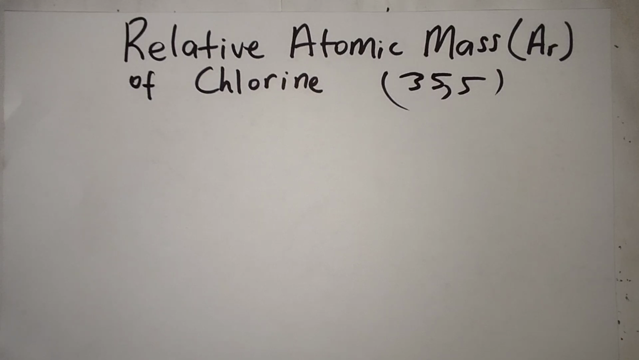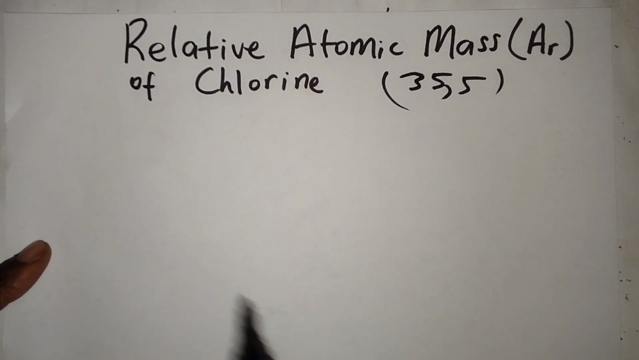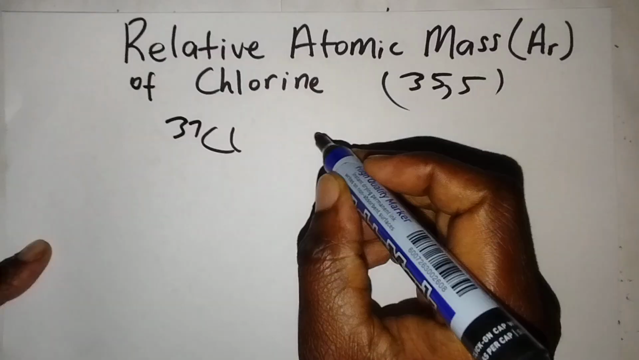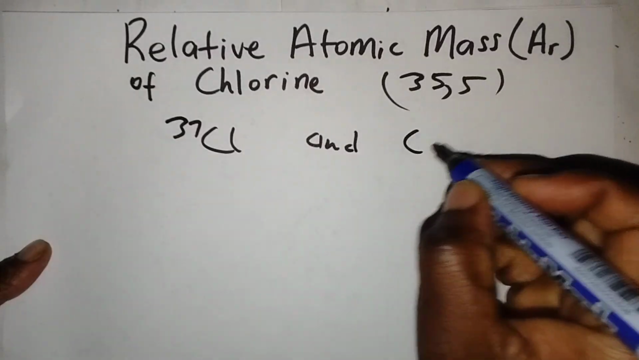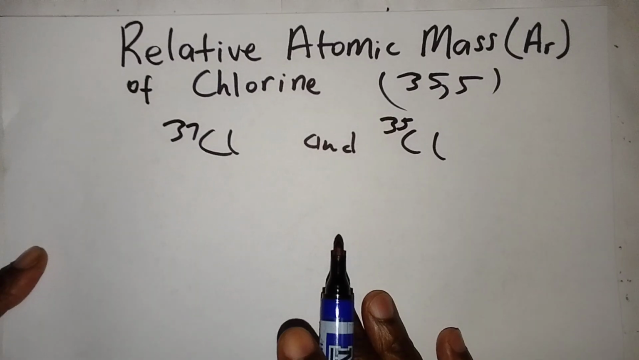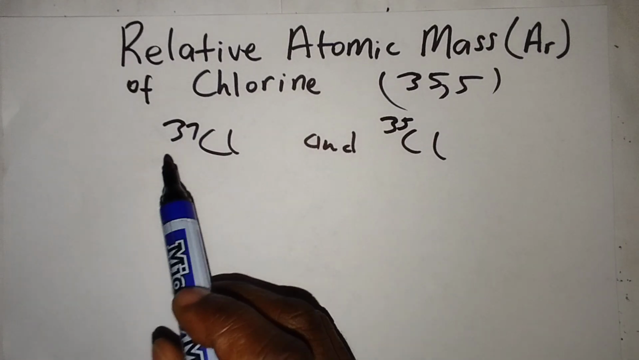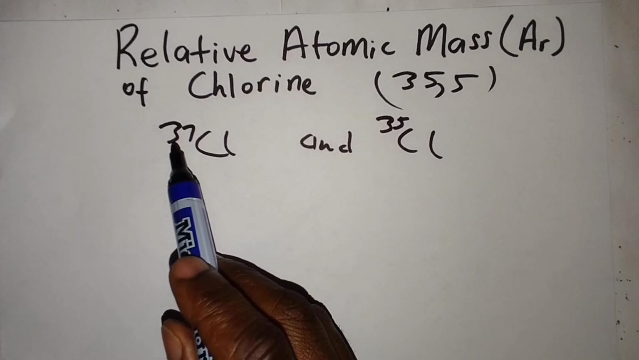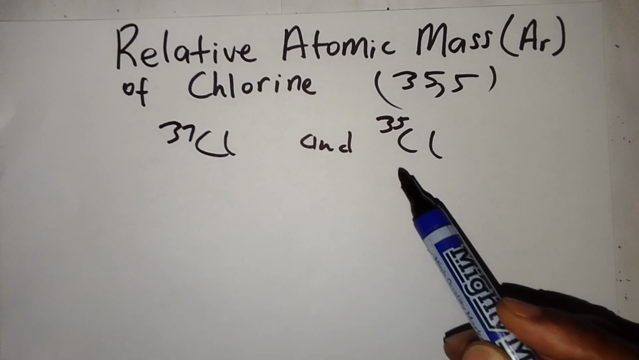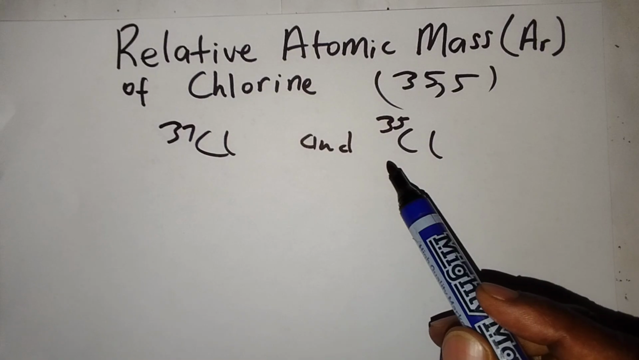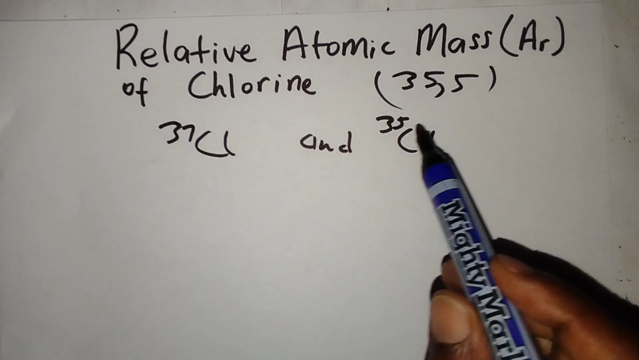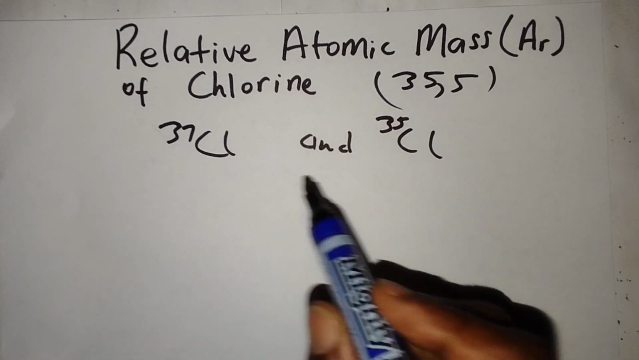They use the two isotopes of chlorine, which are chlorine 37 and chlorine 35. When I say chlorine 37, I mean the isotope of chlorine which has an isotopic mass of 37, and when I say chlorine 35, I refer to the isotope of chlorine which has the isotopic mass of 35. So the relative abundances of these two isotopes are as follows.